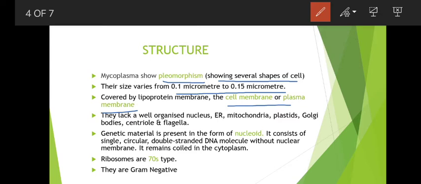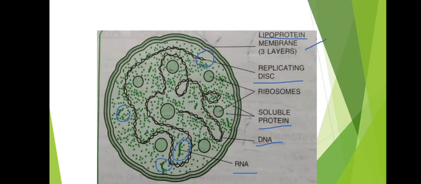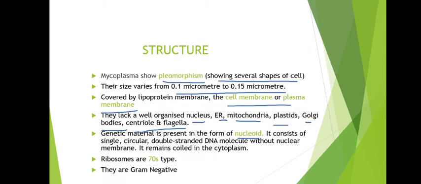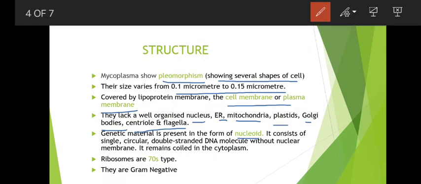They lack a well-organized nucleus, endoplasmic reticulum, mitochondria, plastids, Golgi bodies, centriole and flagella. So they lack all the well-organized cell organelles that are present in other cells. And the genetic material is present in the form of a nucleoid, as seen in this diagram. It's a coiled structure of DNA which lies bare or naked in the cytoplasm, which is termed the nucleoid.